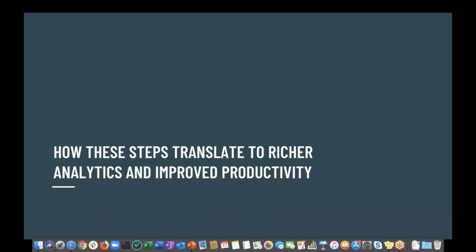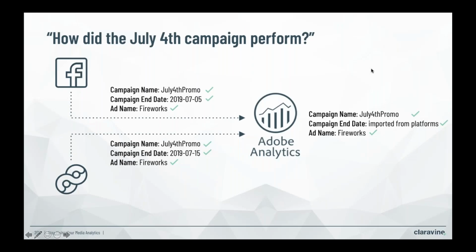So once you go through this, how do these steps actually translate to improve productivity and richer analytics? The step that we mentioned before about asking the question on how the July 4th campaign performed. In this case, we see that it's called the same thing across all different platforms. If we're saying how did the July 4th promotion perform directly in Facebook, we can get to the same campaign that we're referring to for post-click data in our analytics platform, and the same with our campaign manager platform.